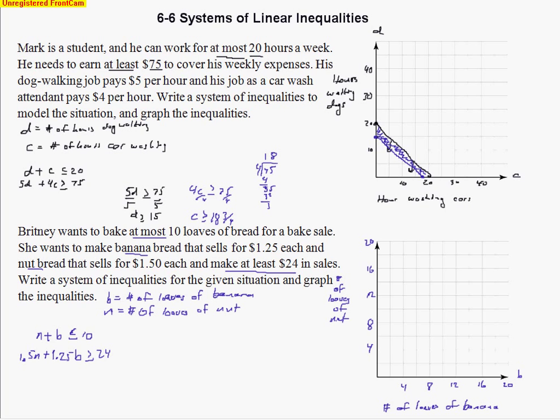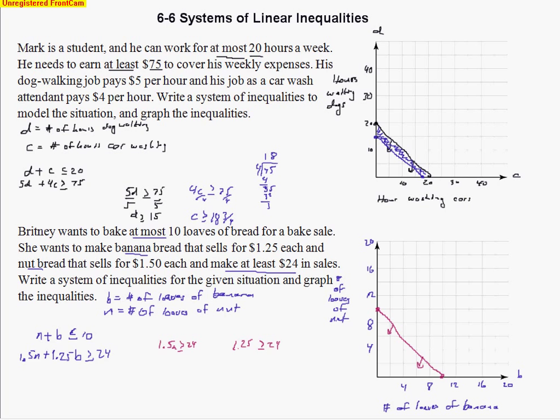So let's go ahead and plot the 10. A point on 10, a point on 10, and it's going to be a solid line again, because it's at most, and it's less than or equal to, because this person doesn't want to make any more than 10 loaves. And then we'll go ahead and solve for the other. So I'll set 1.5 N greater than or equal to 24, and then we'll do the 1.25 B greater than or equal to 24.